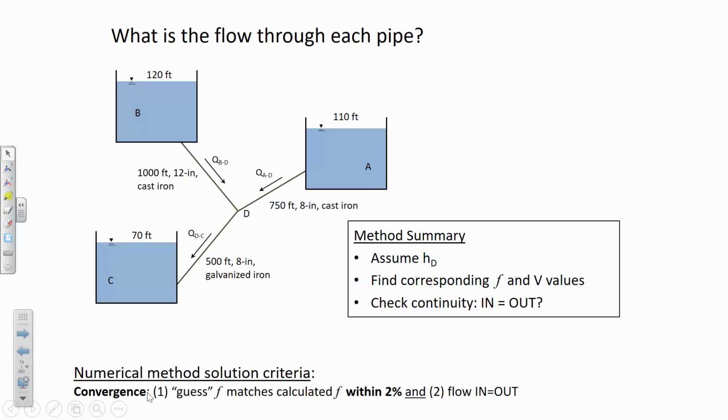But we'll know we're done when two criteria have been met. One is that continuity is honored, that the flow into the junction and the flow out of the junction are the same. And the other is that the F values aren't changing very much. Because we're calculating the friction factor twice within each iteration, once it's stabilized and isn't changing by more than about 2%, then we'll say that's close enough.